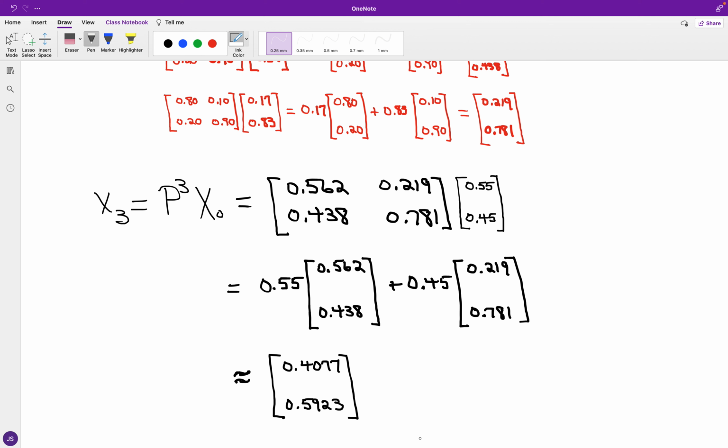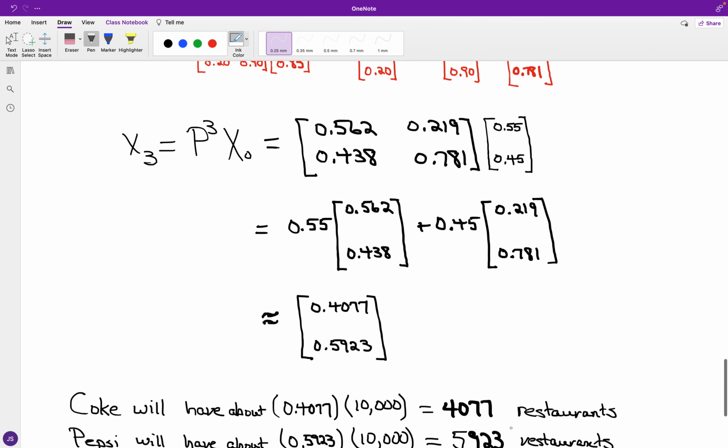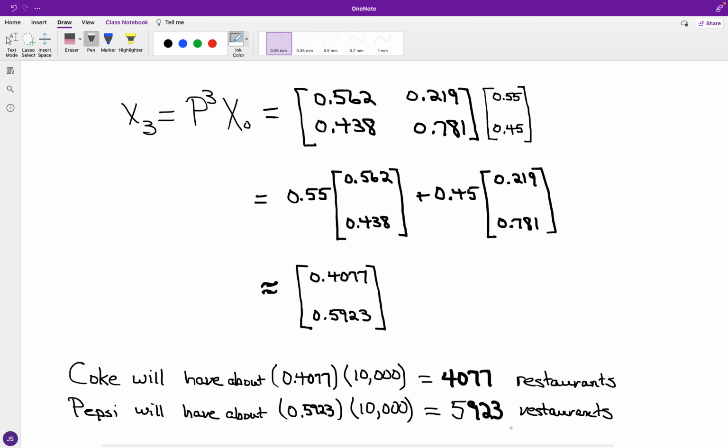It actually came out to 0.40765 and 0.59235. I just chose to round up with the top number, though I could have done it with the bottom number. For Coke, you'll end up with about 4,077 restaurants serving it after 3 years. And as for Pepsi, the numbers keep going up: out of that pool of 10,000 restaurants, you'll have 5,923 of them serving, once again, Pepsi.